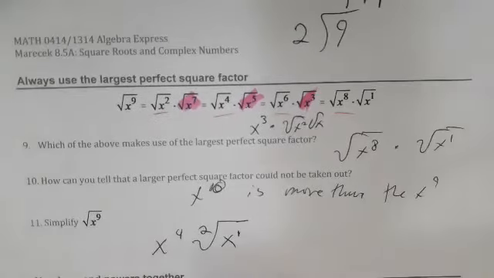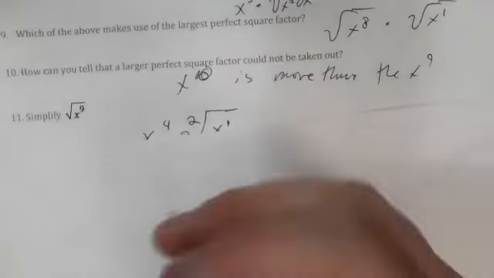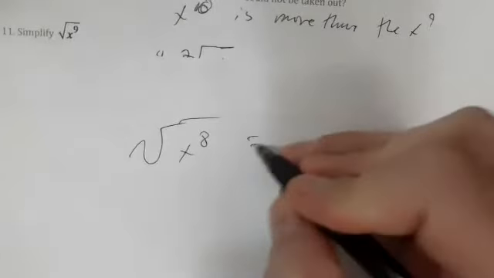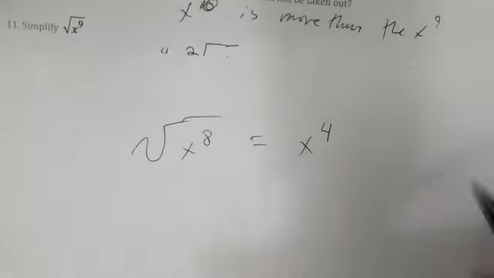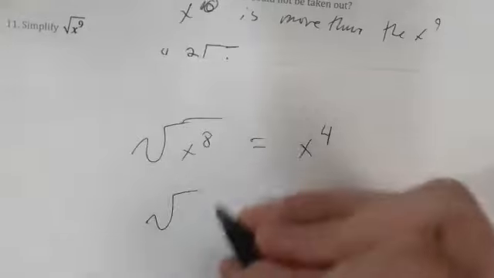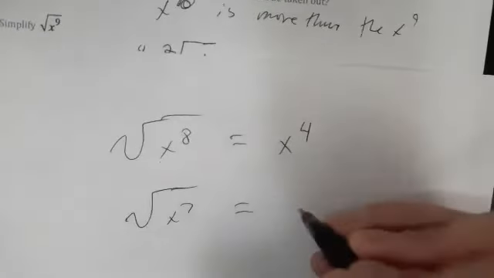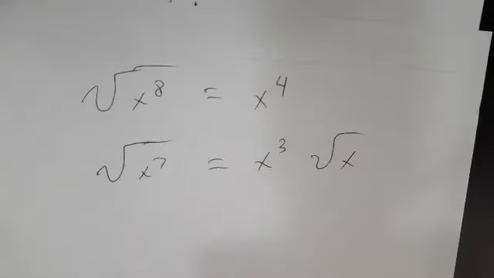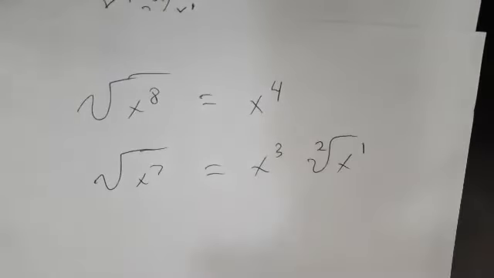If it's an odd number like X to the 9th, we're going to get something with a remainder. If we get like X to the 8th, we're dividing this thing by 2, it's X to the 4th. X to the 7th, which will give you what? X to the 3rd with 1 remaining underneath. So 3 times 2 plus 1 is another way to look at what you have.